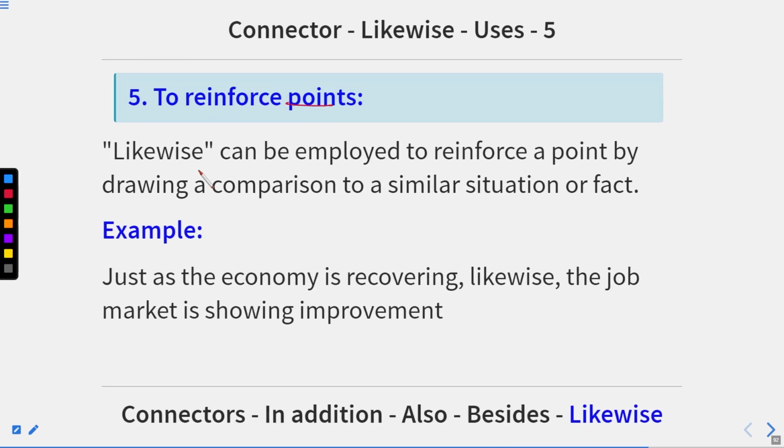To reinforce points, likewise can be employed to reinforce a point by drawing a comparison to a similar situation or fact. Reinforce means to elaborate, or to make that information stronger, to strengthen that statement. Just as the economy is recovering, likewise the job market is showing improvement.